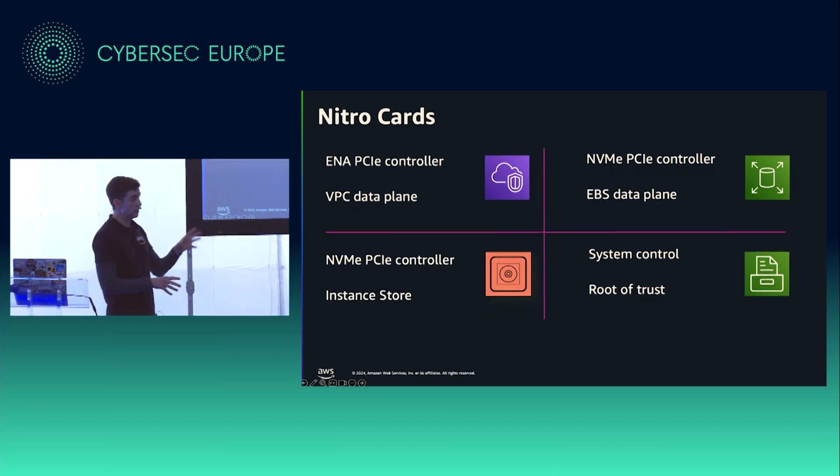And importantly, finally, we have the system control card. Now, this is where, in my opinion, it gets quite interesting, because this is how we actually control Nitro. This is how we actually have a level of governance and control to the instances that you're running within AWS.